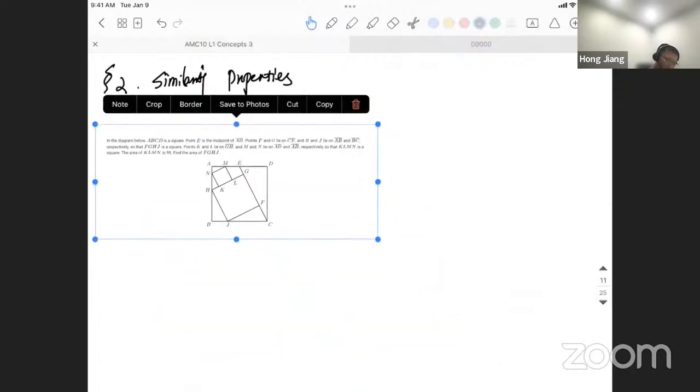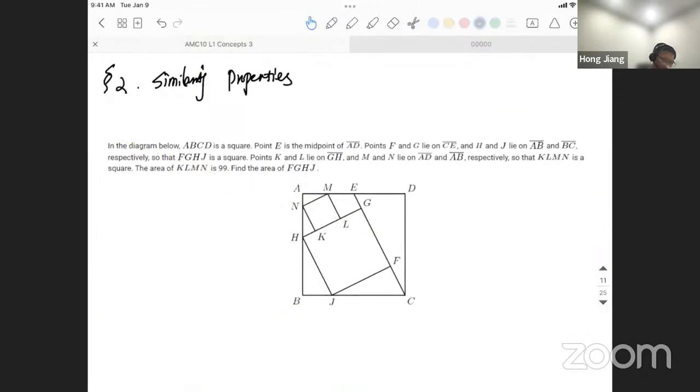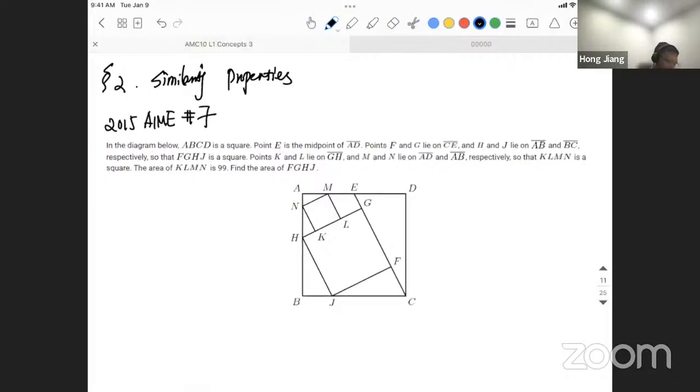This is a problem that comes from 2015 AMC question number 7. AMC question number 7 is roughly like the last 5 problems of AMC 10. So let's have a look at it. How are we going to do this?